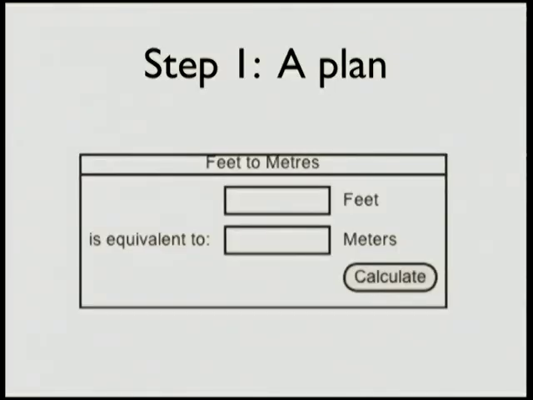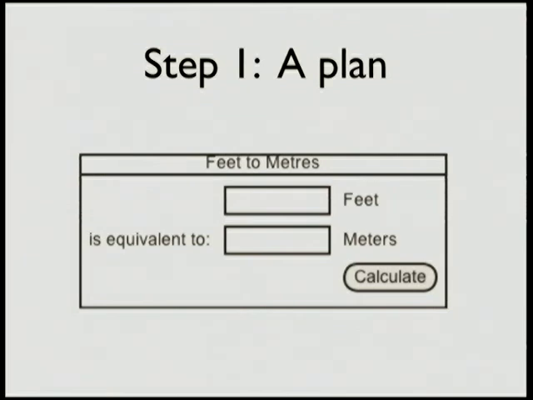So, step one, a man, a plan, Panama. Sketch out the GUI we want to build. We're going to have a single dialogue. It's going to pop up. We're going to have a text input to say X feet is equivalent to Y meters, and a big calculate button. You press the calculate button and magic happens.